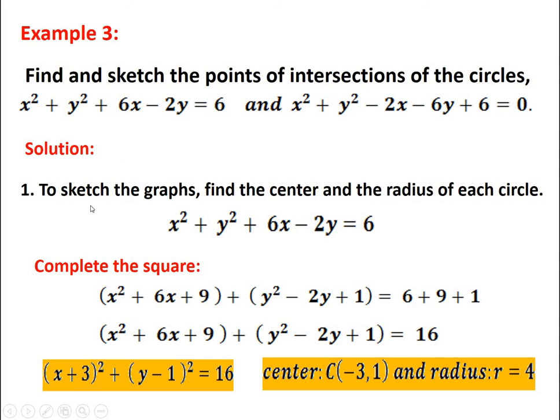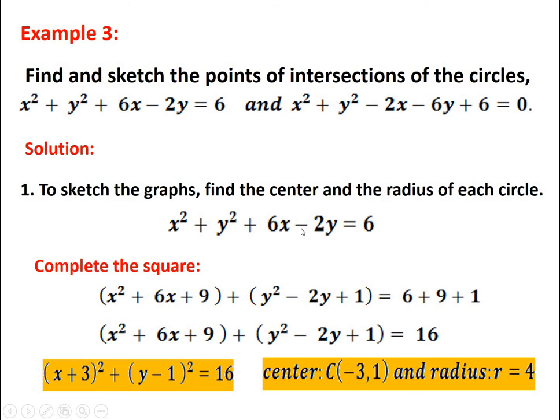The first step we're going to do is to sketch the graphs, find the center and the radius of each circle. Okay, to find the center of the circle and its radius, we need to use completing the square. So we regroup them for x and for y. So we have x squared and 6x. And then, by completing the square, we just get the value of the second term here and divide it by 2 and square it. So we have 6 divided by 2, 3, square it, we have 9.